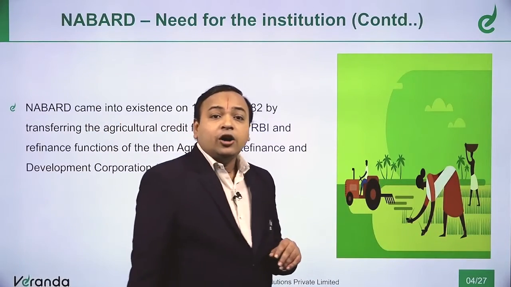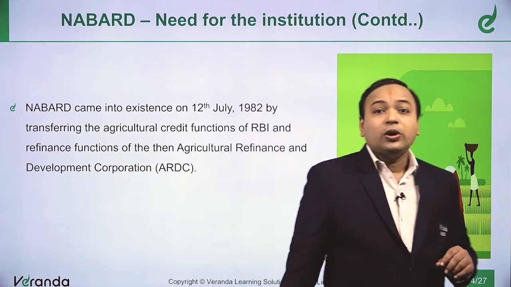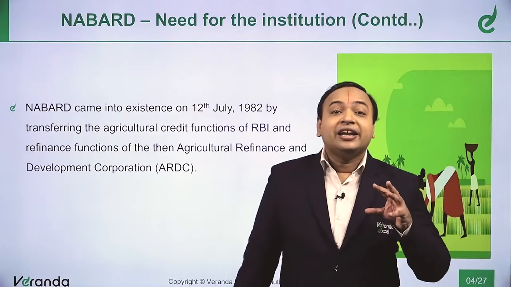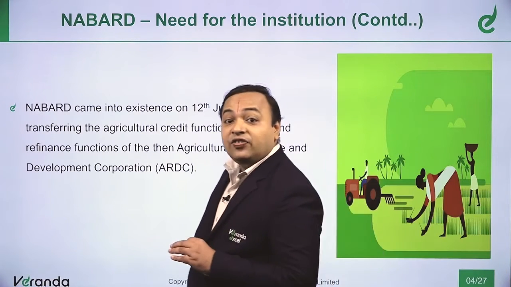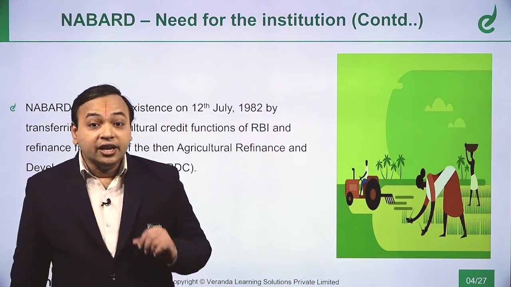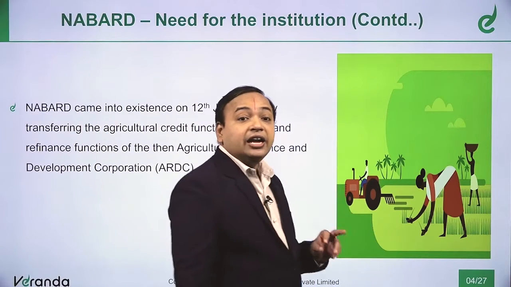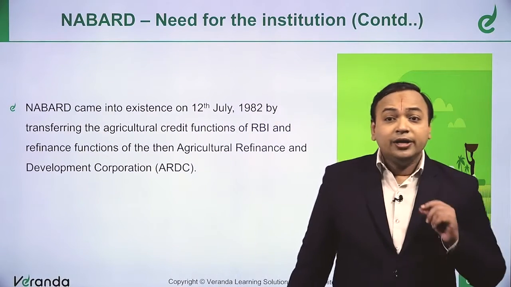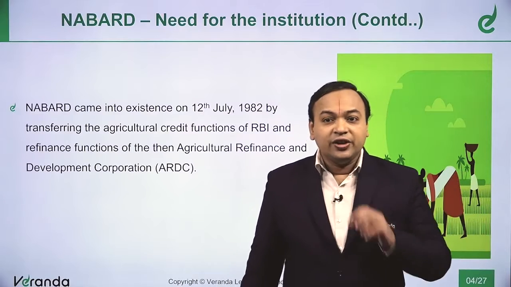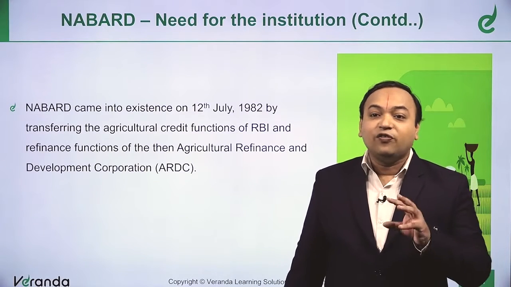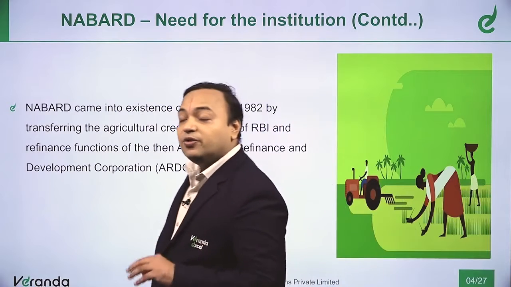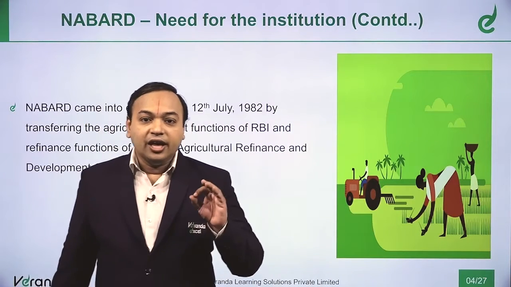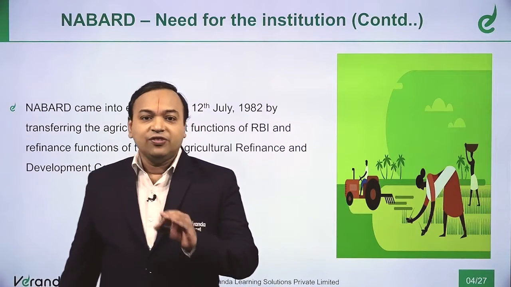Based on this, NABARD came into existence on 12th July 1982 by transferring the agricultural credit functions of RBI and the refinance functions of the then Agricultural Refinance and Development Corporation. Please note that this is not the first financial institution supporting the farmers. Earlier, we had other institutions which were supporting agriculture, including its refinance.